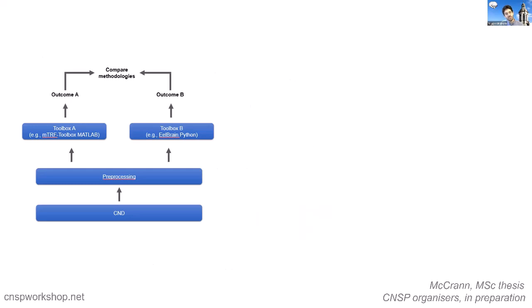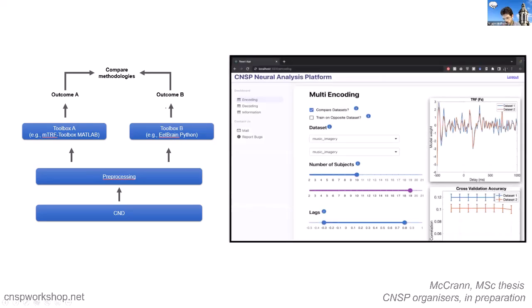And so the other thing we can do is to compare methodologies. We won't do it in this particular edition of the workshop, but the idea is, you have a CND data set. You can pre-process it with a script that is the same for whatever toolbox we use afterwards. And then we can analyze the data with MATLAB, the mTRF toolbox, with the Eelbrain toolkit from Python, and then compare the methodologies. One thing that we're working on to do that, because we can't ask everyone to install all different toolboxes on their machine, is a graphical web application that allows us to do that.